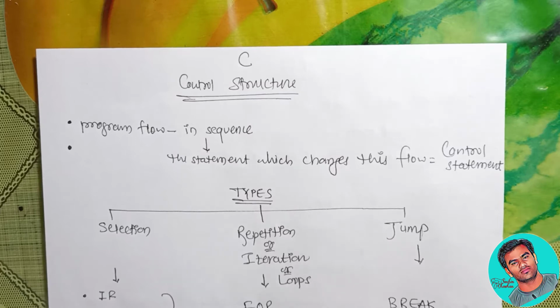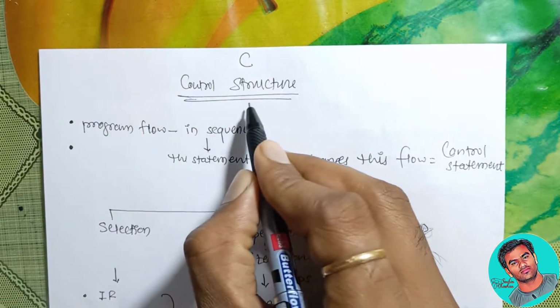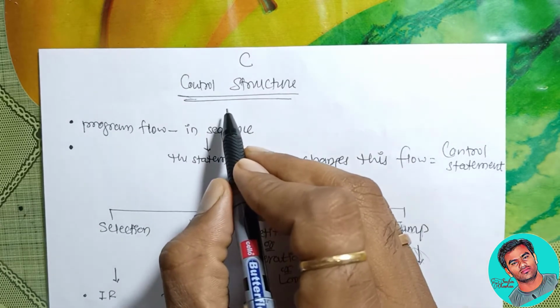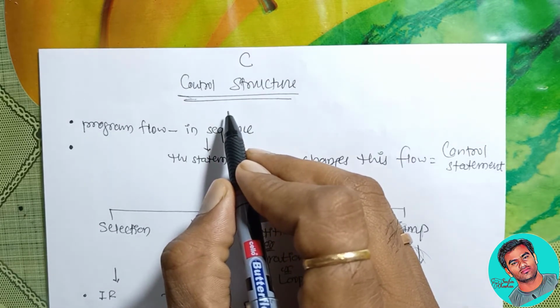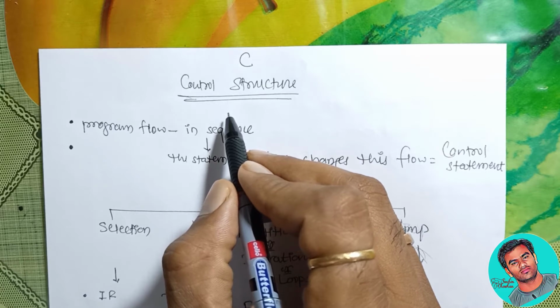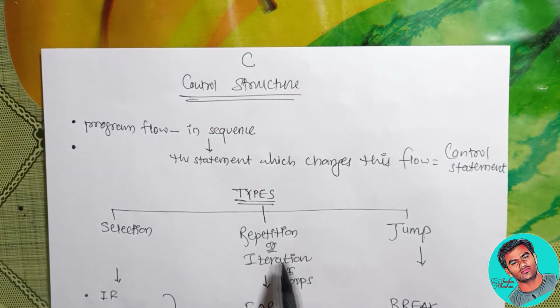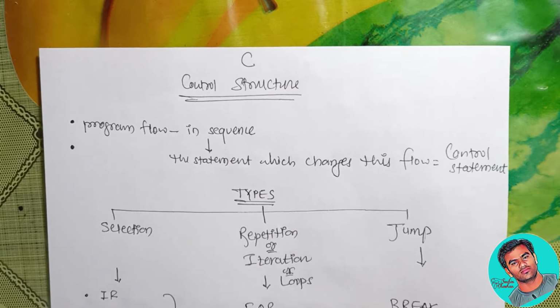Okay, so in today's lecture we are going to discuss C control structures. Now, what exactly do we mean by control structure? We need to understand it first, and then we are going to discuss the different types of control structures, what they are, and how they are used.